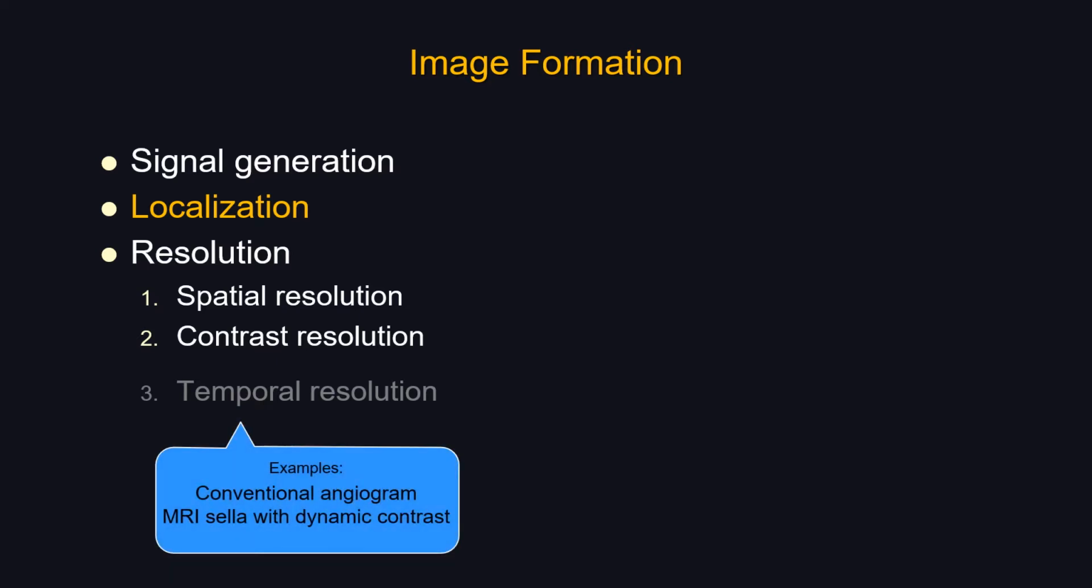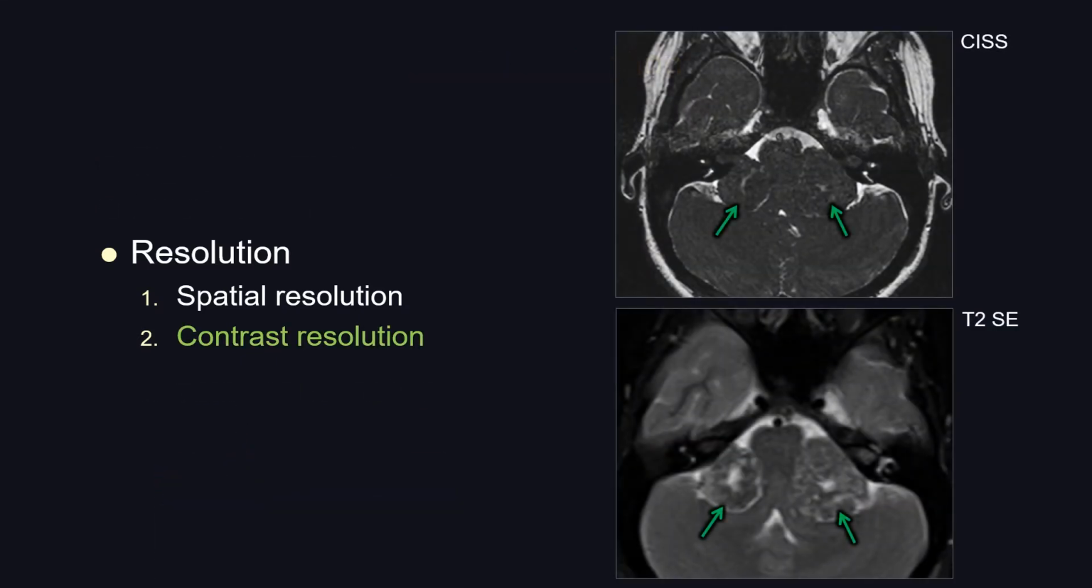Let me give you an example of resolution. In this case, you have two sets of images: CISS and SPACE. Both of them are T2-weighted images. As you can see, CSF is bright, and there are bilateral CPA extra-axial masses. Even though both lesions are not that difficult to detect because of their mass effect, you can see in the T2 SPACE, those two are much better seen because you have a better contrast between the lesions themselves and the compressed brain tissue. So the bottom image has better contrast resolution, which helps us better visualize those lesions.